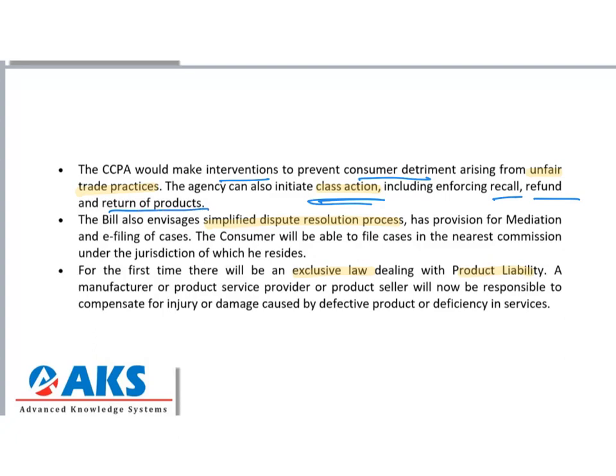Also, the bill envisages a simplified dispute resolution process and has provision for mediation and e-filing of cases. The consumer will be able to file cases in the nearest commission under the jurisdiction of which he resides. For the first time, there will be an exclusive law dealing with the product liability. What is this? A manufacturer or product service provider or product service seller will now be responsible to compensate the consumer for the injury or damage caused by defective product or deficiency in services.